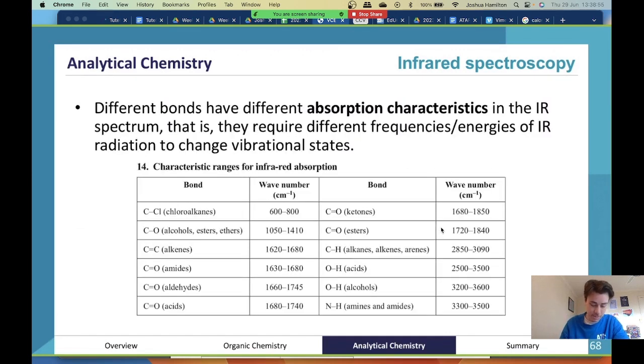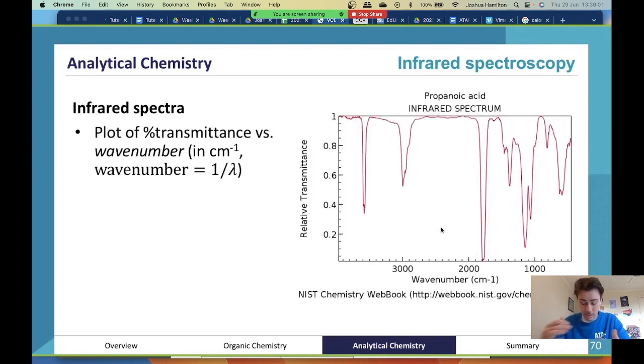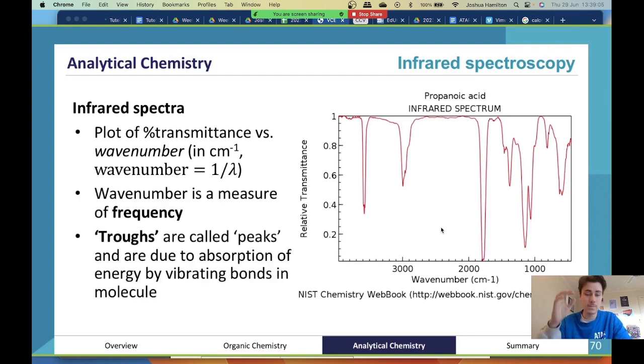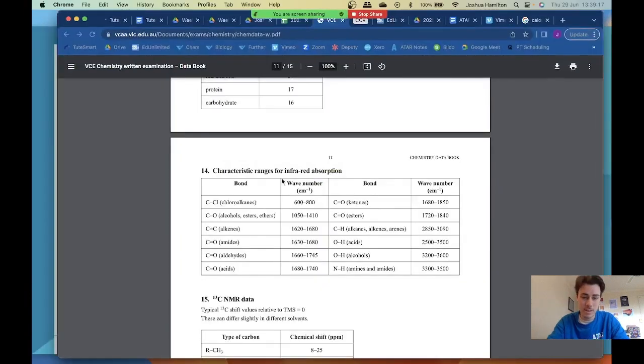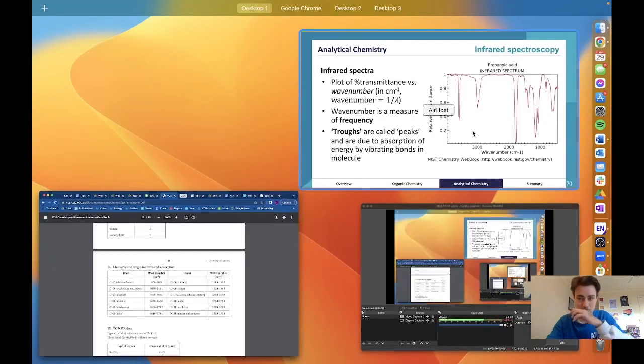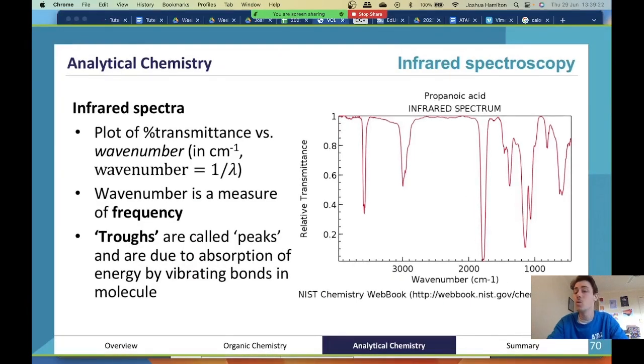So as you can see here, different bonds have different absorption characteristics and different changes in vibration, which we detect differently. So this is what it looks like. Now, what do you need to know about this? The plot has percentage transmittance versus the wave number. Don't worry about that too much. The wave number is just a measure of the frequency, and it's just what you're going to use to compare with this. So you compare this with this along here. That is all you're going to use it for.